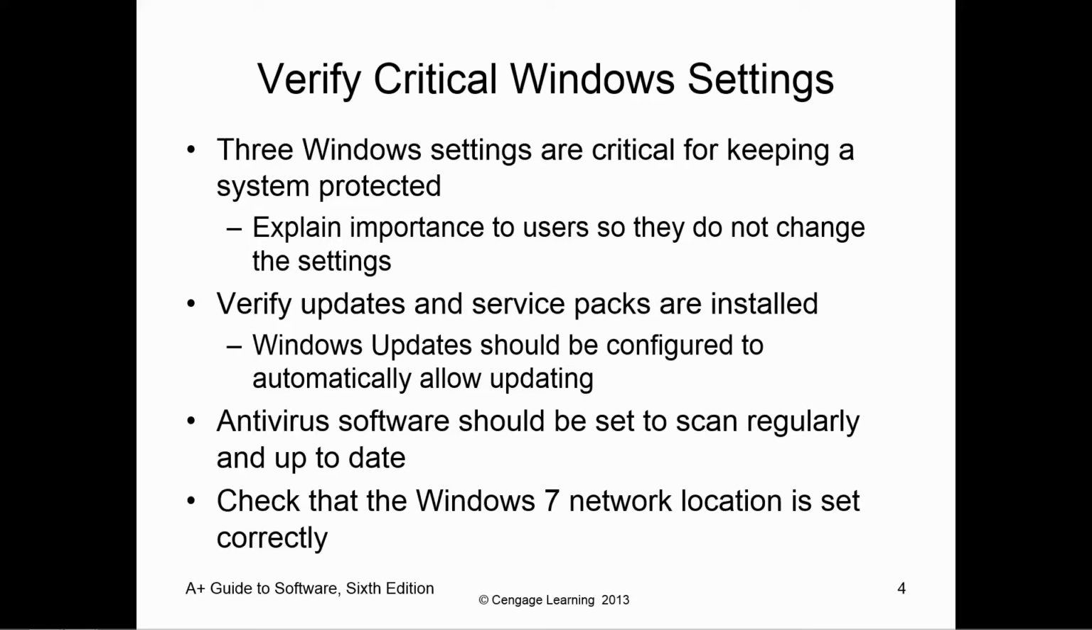Lastly, checking that in Windows 7 the network location is set correctly. For example, if you have a laptop and you're at Starbucks, when you connect wirelessly, are you choosing the public wireless profile, or are you choosing the home profile? Those are things that we have to look at.